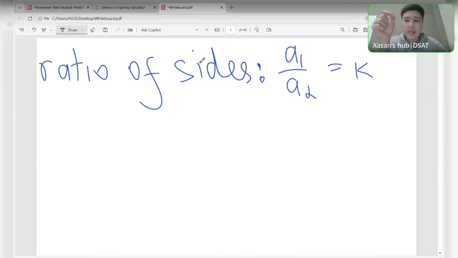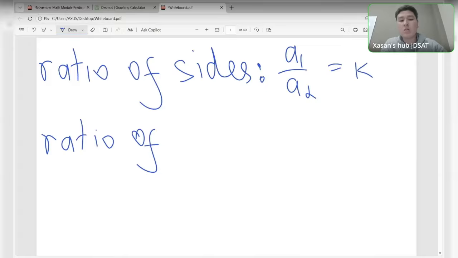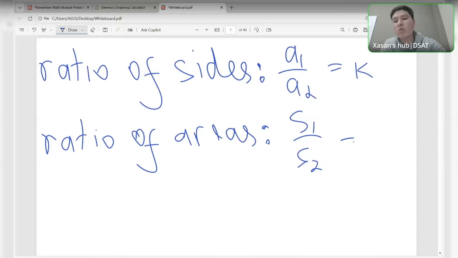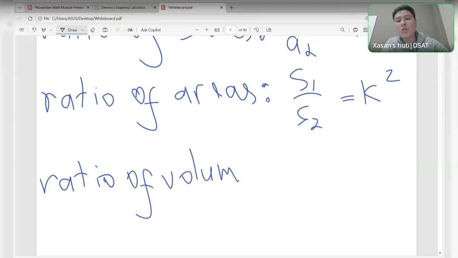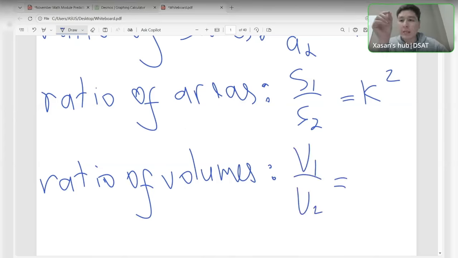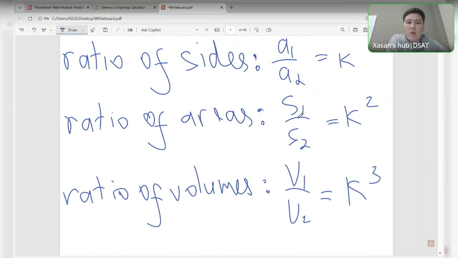The ratio of them is gonna be the same. And if k is the ratio of the sides, then the ratio of areas, let's say S1 divided by S2, equals k squared. That's all. Area is measured in something squared, so therefore it must be k squared as well. And lastly, we have the ratio of volumes. It is volume 1 divided by volume 2. Volume is measured in cubic units, right? So it must be k cubed. That's all, guys. This is the concept of the equation here.